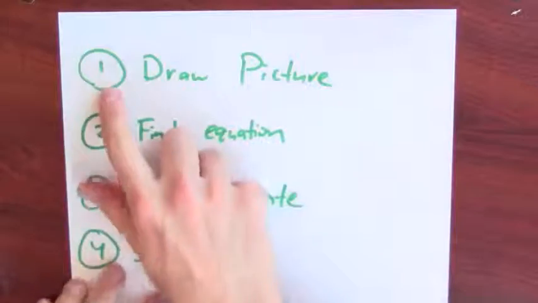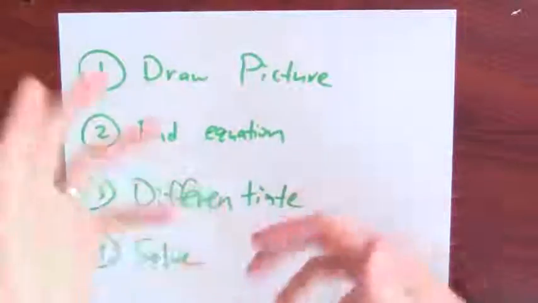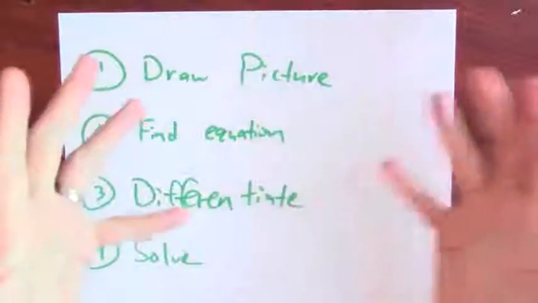There's a standard method to solving a related rates problem. It's 4 steps. So step 1 is draw a picture. Right? You're told some sort of story. You should convert it into some diagram.